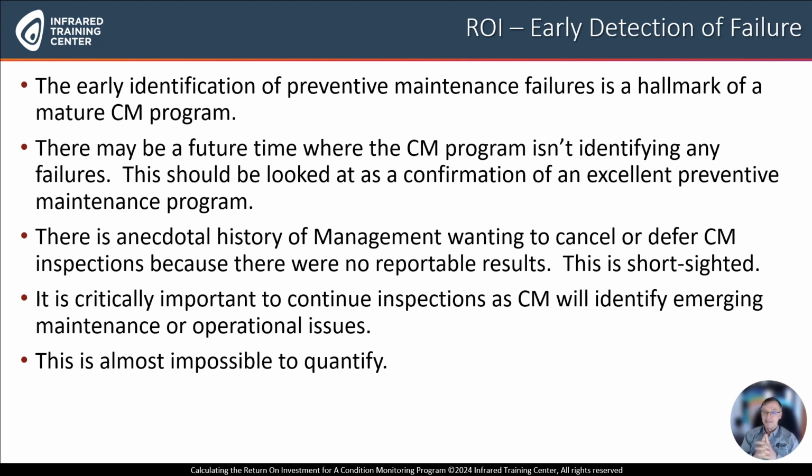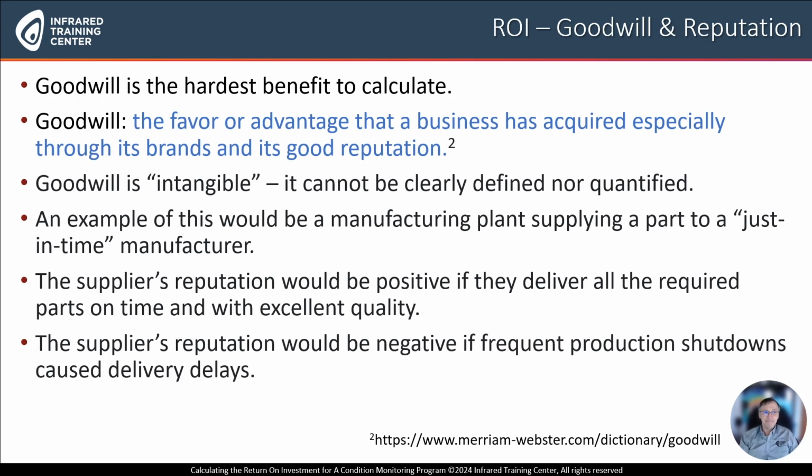Okay, and this is something perhaps we need to communicate to management. Look, we're the vanguard out there looking for when things are going bad. So it's critically important to continue inspections, as they will identify emerging maintenance and or operational issues, or maybe even component issues. So, say you switch to a new type of component and it starts to fail. To put a dollar number on that is almost impossible to quantify, but it's something we really need to understand.